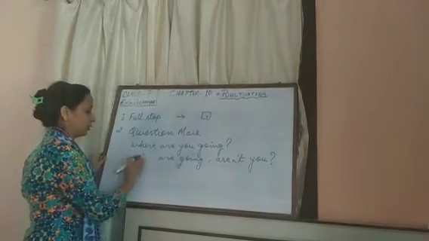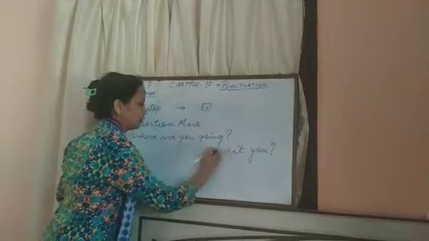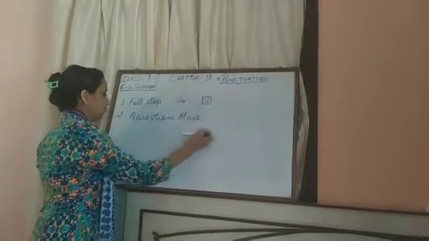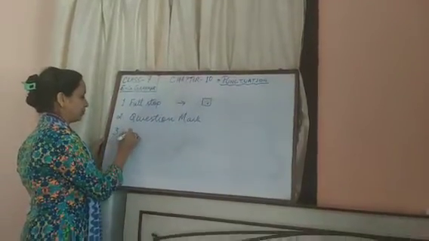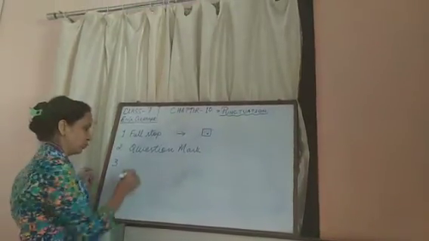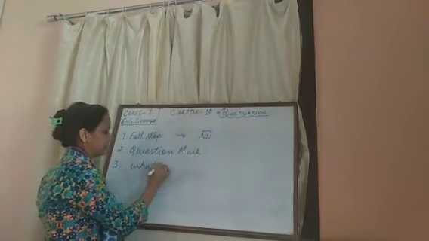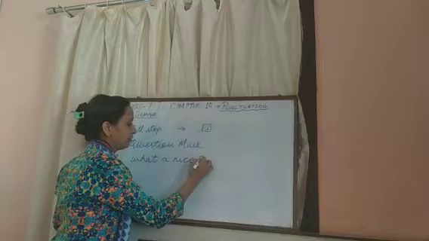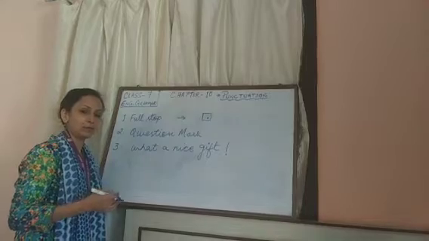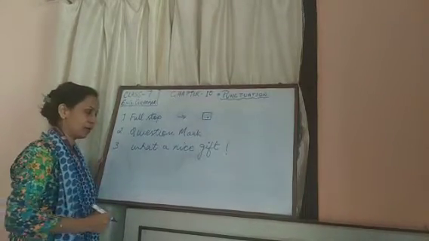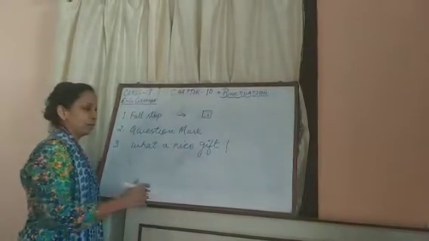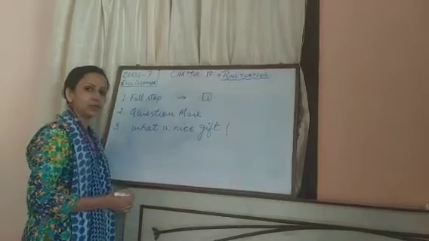Now next we are going to learn the use of exclamation marks. Exclamation marks we have done in our previous class. Let us just recall: we use an exclamation mark after any exclamatory sentence. For example, what a nice gift! This expresses some feeling, some sort of excitement, some sort of surprise. We use an exclamation mark. So here it is showing a surprise. What a nice gift! That ends with an exclamation mark.